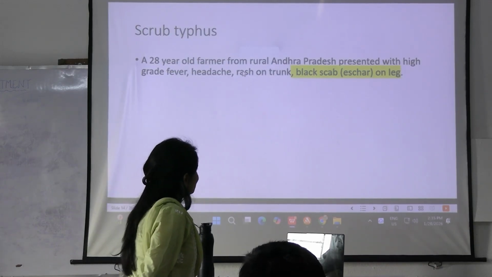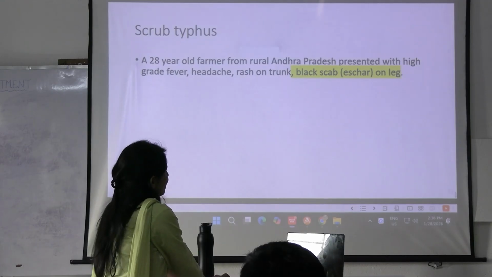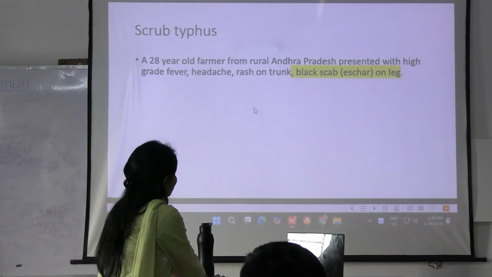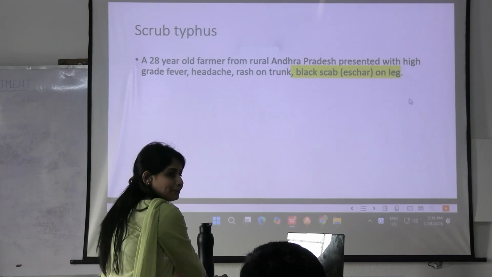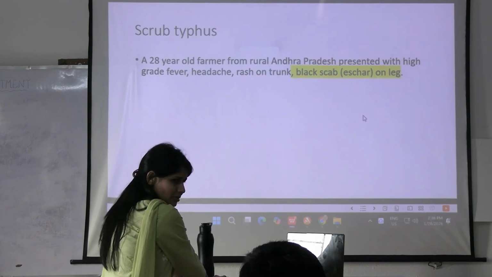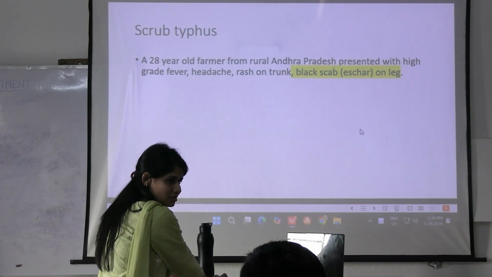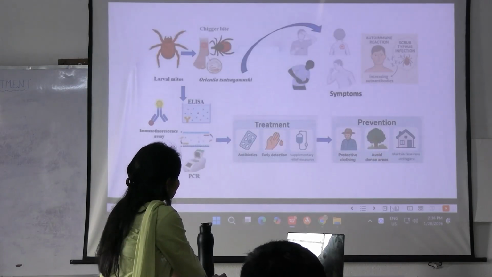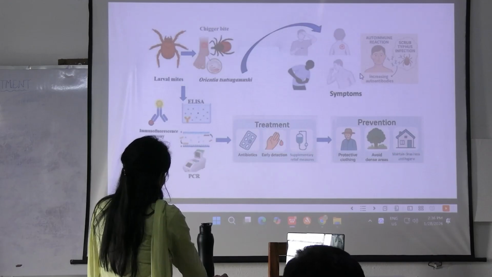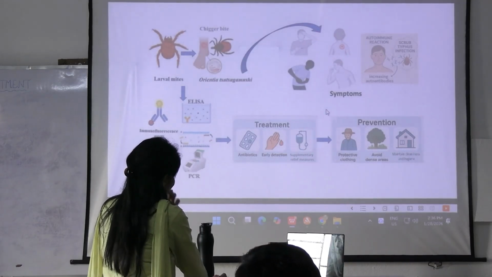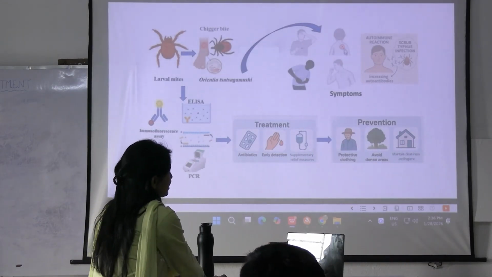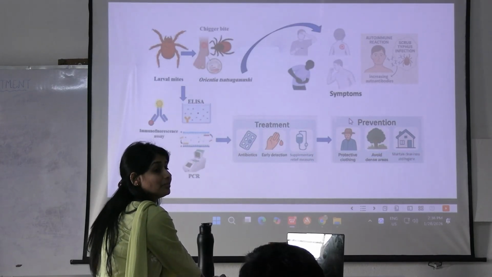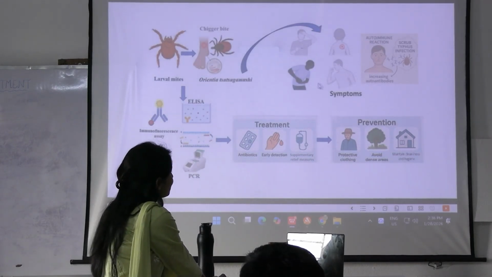So, what have I highlighted here? Black scab, a scar on the leg. Okay. This points towards what? Some vector might have caused it, some bug bit this person, right? So what happened? He presented to you with fever, rash and black scab, okay.